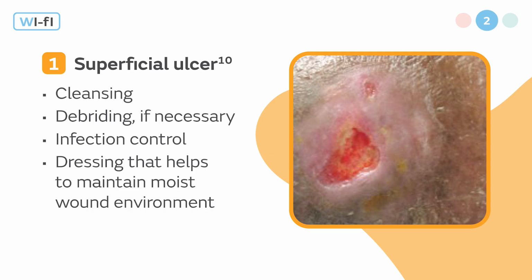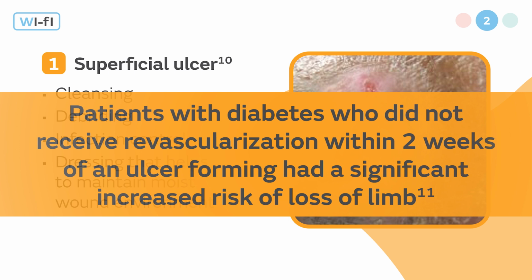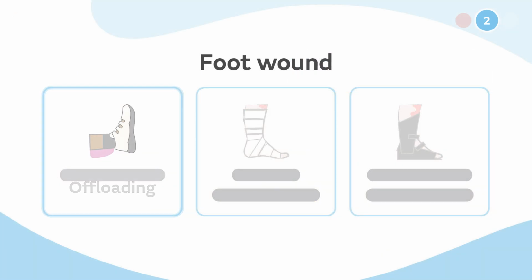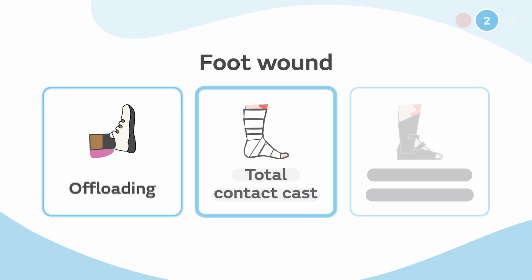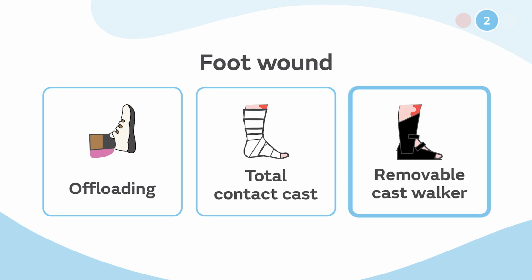Even though this wound may seem insignificant, a retrospective study showed that patients with diabetes who did not receive revascularization within 2 weeks of an ulcer forming had a significant increased risk of loss of limb. So even if their wound is graded as a 1, if their ischemia rating is a 2 or a 3, then you should treat this as a serious wound. While revascularization is key, if the wound is on the foot, offloading it is important. You can use a total contact cast or removable cast walker if applicable.